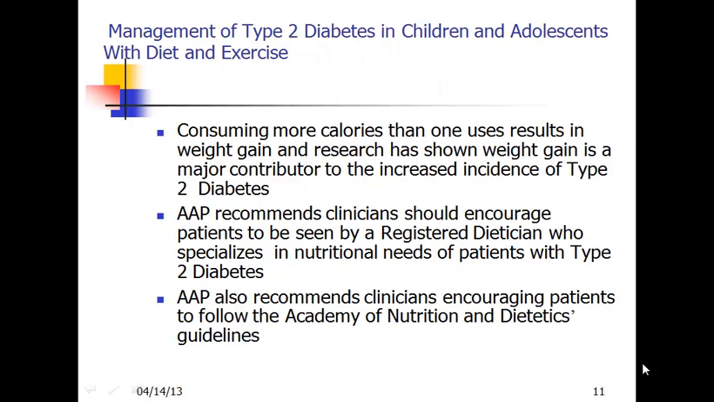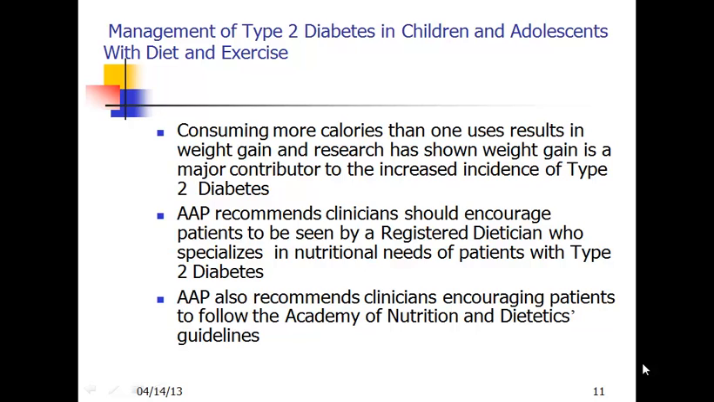Management of type 2 diabetes in children and adolescents with diet and exercise. Consuming more calories than one uses results in weight gain and is a major contributor to the increasing incidence currently seen with type 2 diabetes in children and adolescents.